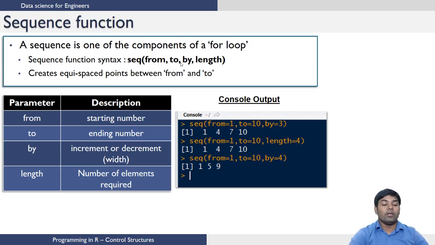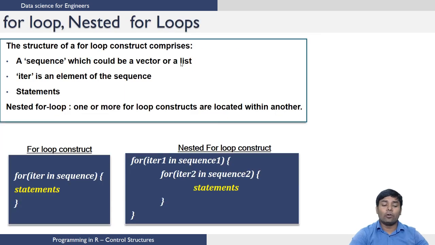Now let us move on to the for loop. The structure of the for loop construct comprises a sequence, which could be a vector or a list, an iter, which is an element of the sequence, and the statements that need to be executed. If you see the structure of this for loop, iter in sequence, as we have seen, iter is an element in the sequence. The sequence is a list or vector. For every element in this sequence, execute these statements is what this for loop construct is saying.